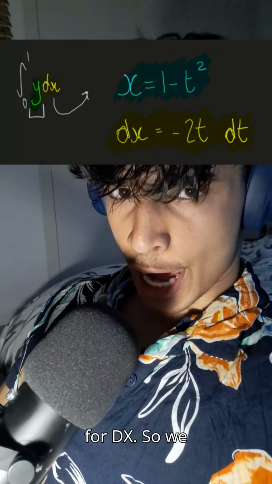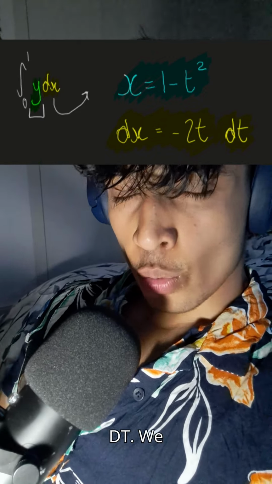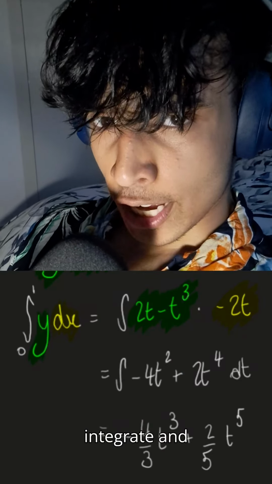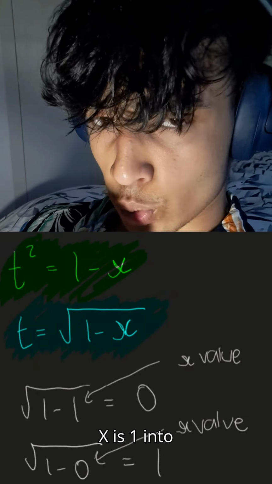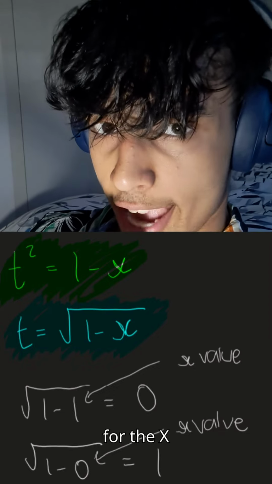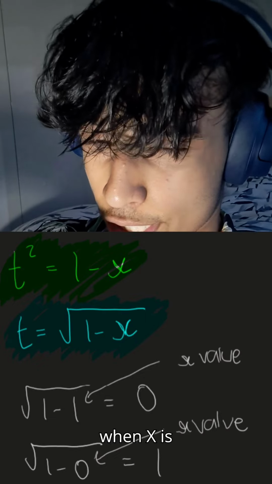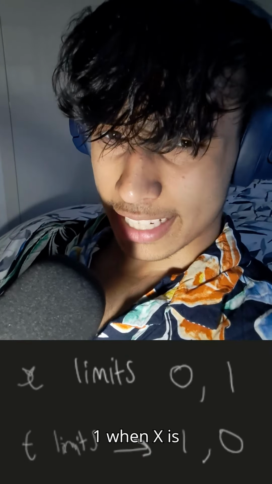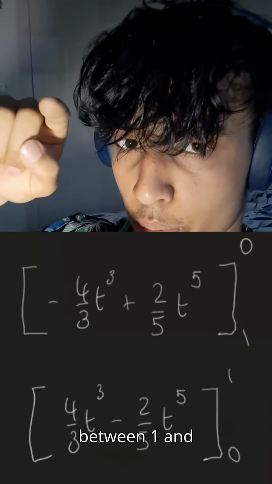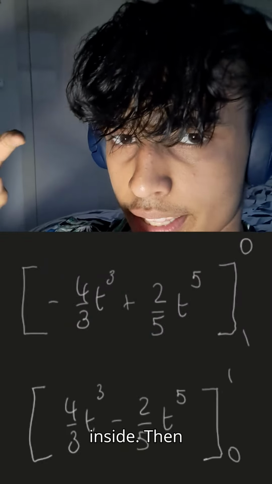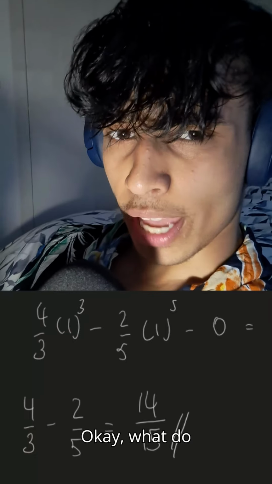Now we need to find the value for dx. So we differentiate the x equation. We get dx is equal to minus 2t dt. We multiply this by the y value, and then we integrate, and then we need to work out the t limits. How do we work out the t limits? We sub x is 0 and x is 1 into the x equation, and we make t the subject. When we do this, we get t is equal to 0 when x is equal to 1, and t is equal to 1 when x is equal to 0. Okay, so it's been swapped around. So once we write the square brackets, we write it as between 1 and 0, and then we write the inside. Then we flip the signs, and then we substitute our numbers in, and we get 14 over 15 as the answer. Okay, what do we do now?